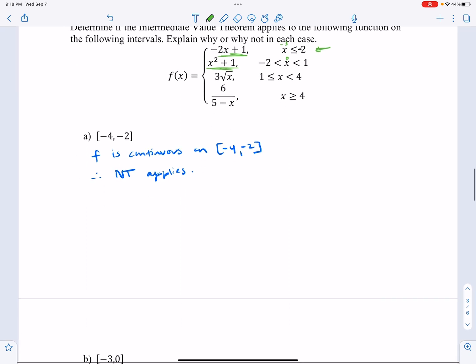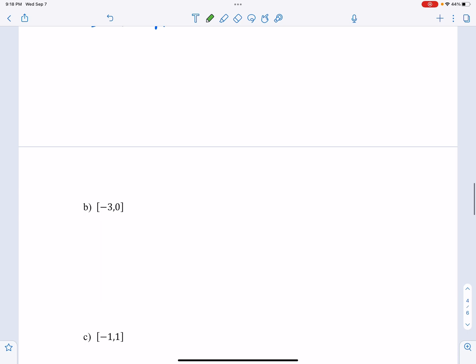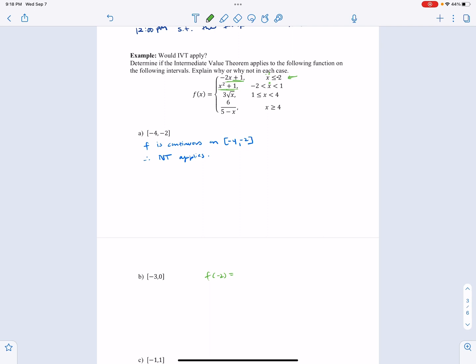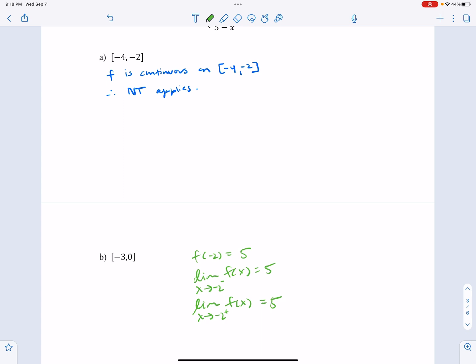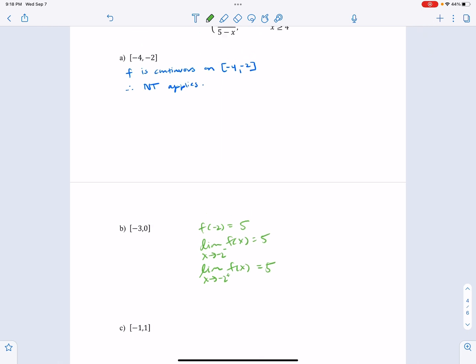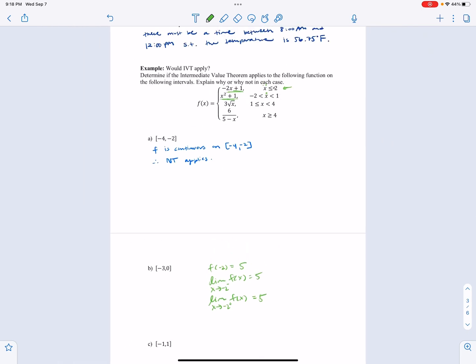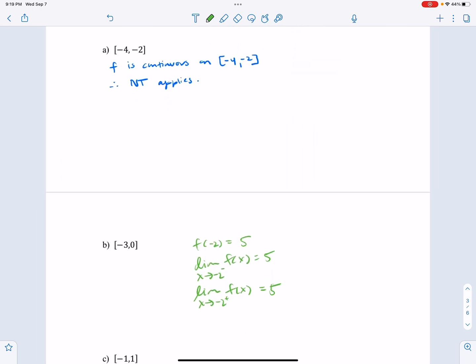So we want to think about the left-sided limit. Well, first of all, the function value. So f of -2 would be plugging into that first piece. So we get 5, and then the limit as x approaches -2 from the left would be 5. And the limit as x approaches -2 from the right would also be 5. So the two-sided limit would be equal to 5. That matches the function value. So yes, f would be continuous on that closed interval.